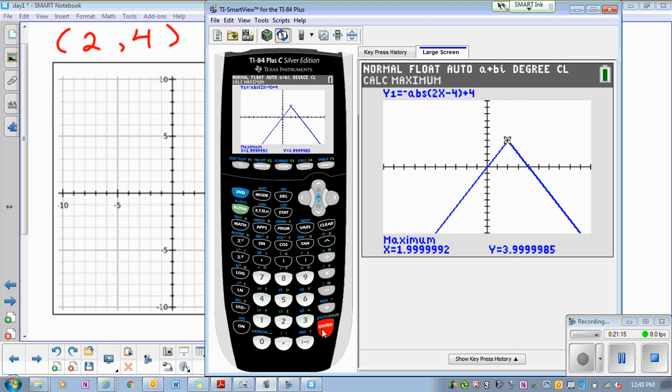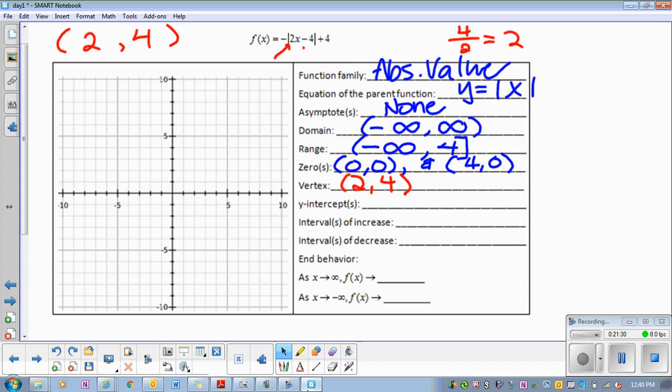And then you get 1.999. What is that? It's 2. And 3.9999 is 4, right? So 2, 4. So you can get it the same way. Just remember that this is also the maximum, yes? Okay. So y-intercept.